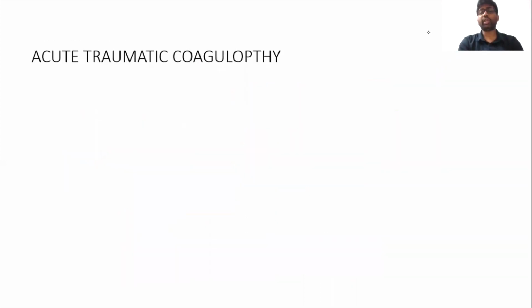So next is acute traumatic coagulopathy. This is also a very important entity which has been mentioned in Bailey and Love, and it's very simple to understand. Trauma is a cause of shock. Because of the hypovolemic shock, the patient is going to develop coagulopathy, and we already know this is a component of the lethal triad. So why do we have to know this?